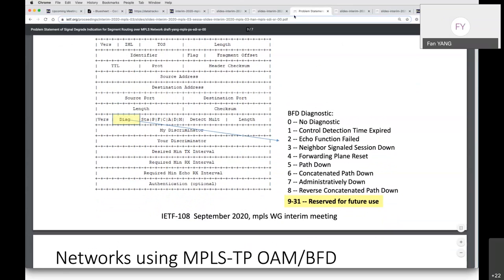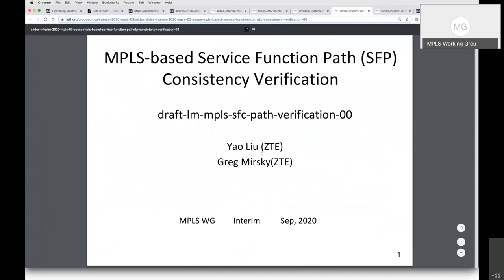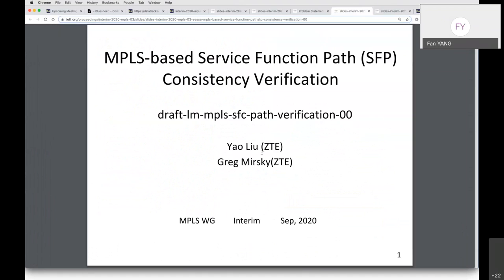Okay. Anyone else in the queue? Let me check. Okay, we don't have anyone else. Sounds like not much interest here. Thank you, Fan. Next, we have Yao or Greg. I think Yao was the presenter.